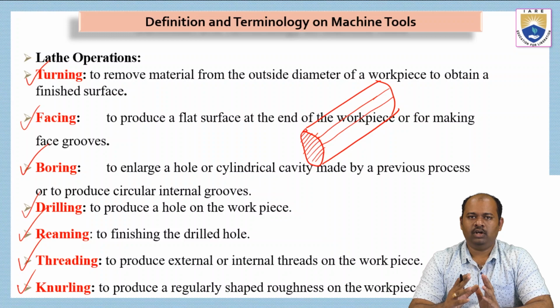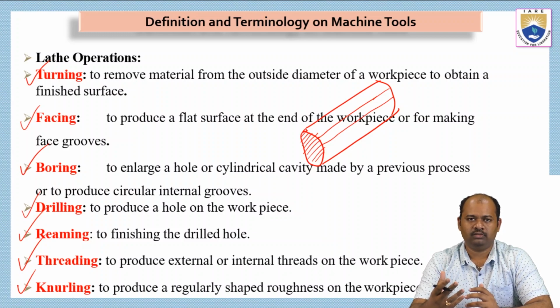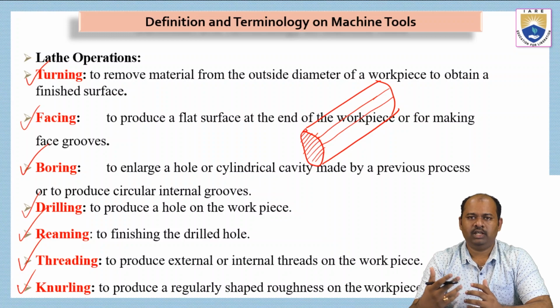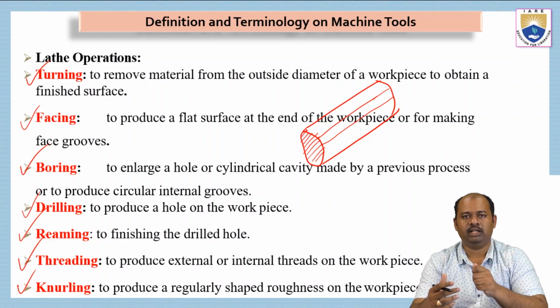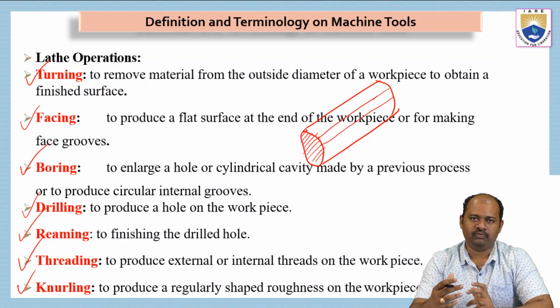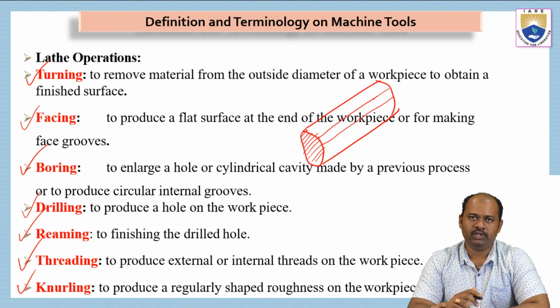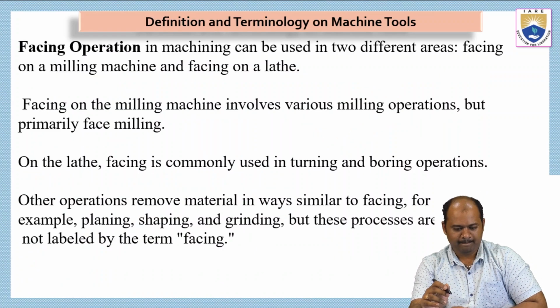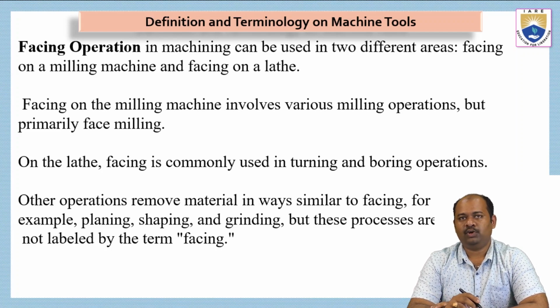So if we want to hold any mechanical object, and the surface is very smooth, we may not have a good grip on the surface. That is why we give some knurling serrations on the surface, so that it will be easy to handle and we can get a good grip on the metal surface. So these are some of the operations which can be performed on a lathe machine, and let us see each process in detail.